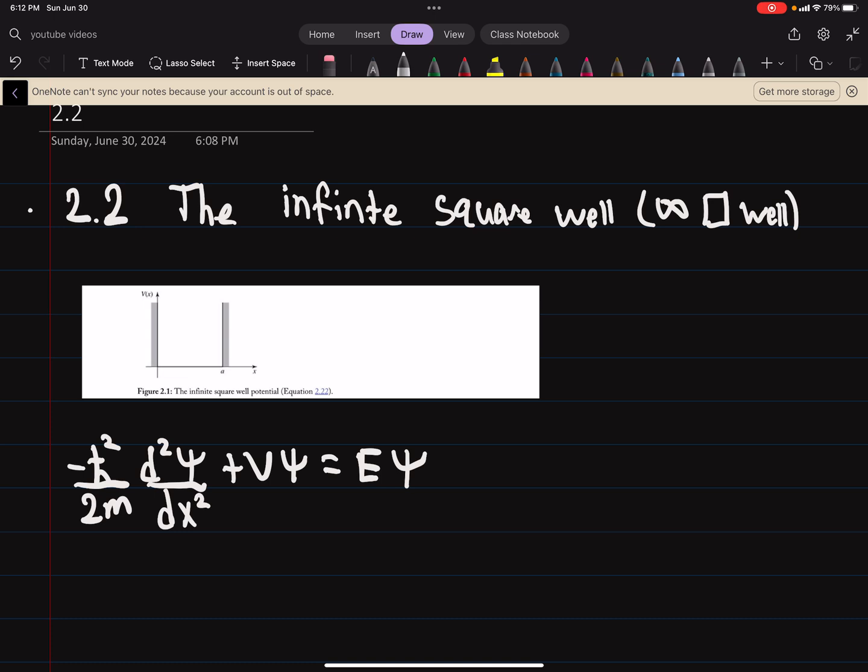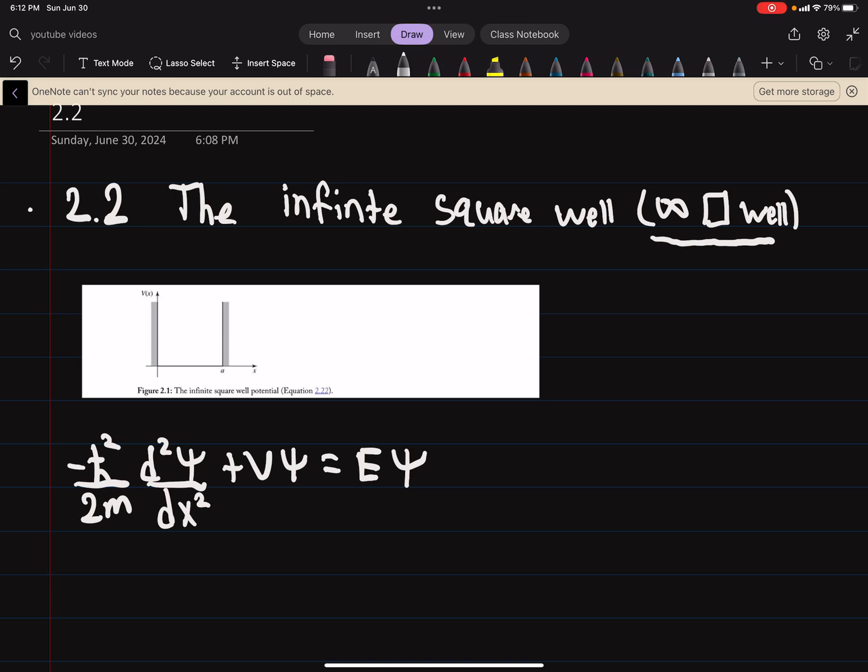Alright everyone, so this is going to be chapter 2.2, the infinite square well out of Griffith's quantum mechanics. And sometimes if you see me write it like this, that's just my shorthand because sometimes we get lazy. Okay, so the infinite square well is a particular type of environment that we're interested in quantum mechanics. And let's just talk about what it is first.